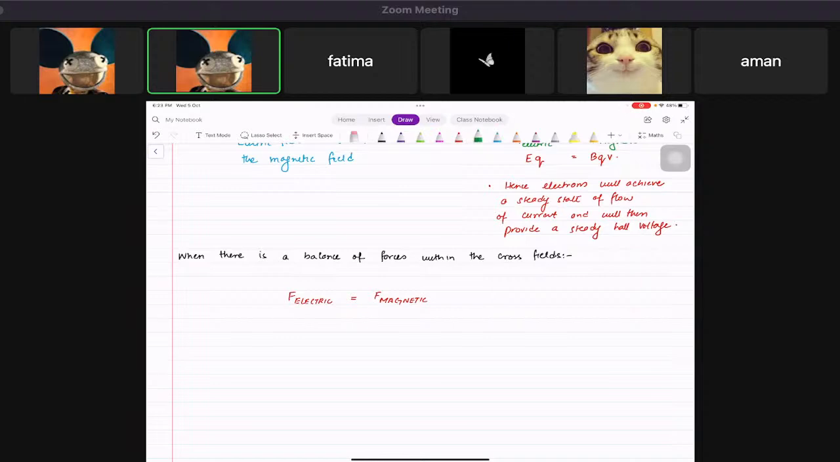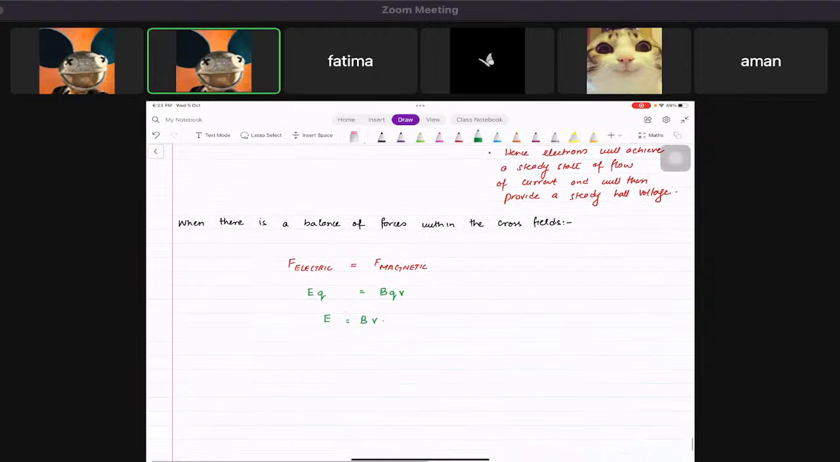Because force in the electric field is given by E times Q and force in the magnetic field is given by BQV, you might realize Q is the charge that these forces are acting on, the same, so it will just cancel out. So it's going to be E equals BV. And now you might realize that this V is equal to the ratio of electric field strength over magnetic field strength.